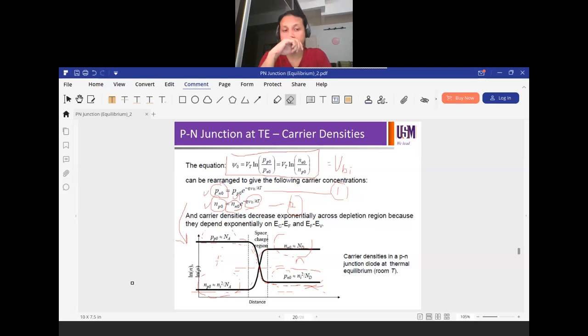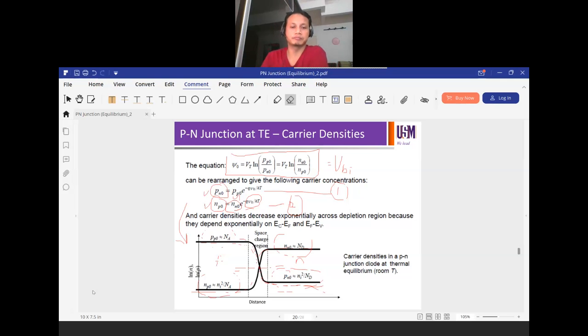Okay, so this diagram is related to the equation above it. If you look at the equation of Pn naught equal to Pp naught exponential negative q psi, the built-in potential VBI, right? That's equal to the built-in potential over kT. That's the equation in the first row. The equation in the second row says Np naught equal to Nn naught times exponential negative qVBI, or psi naught, over kT, right?